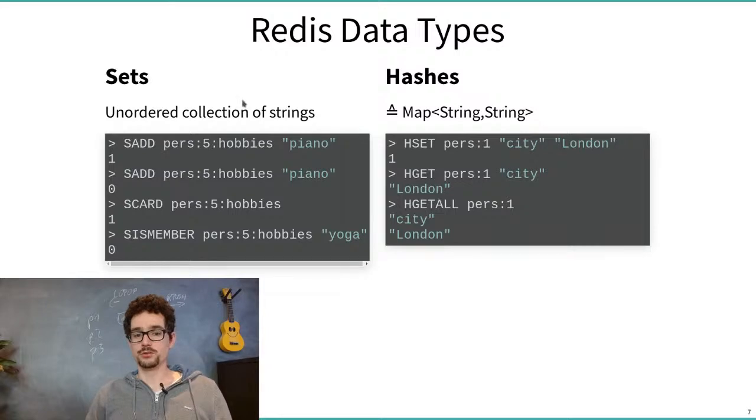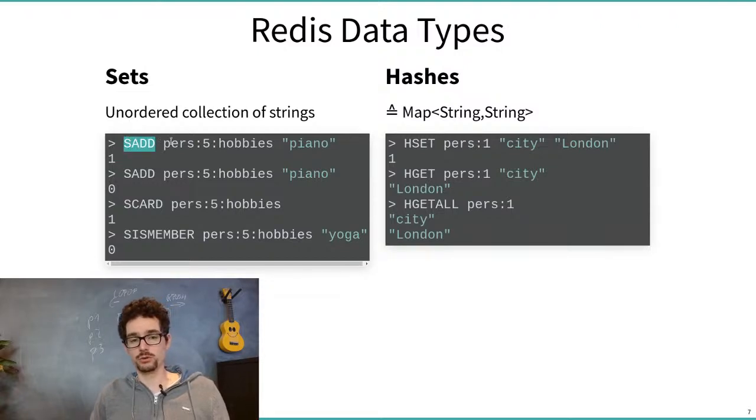Another data type is a set. So basically it's like a list, but you cannot add something to the left or to the right. You can just add something. So it is called sadd. S stands for set, and you add something to the set.